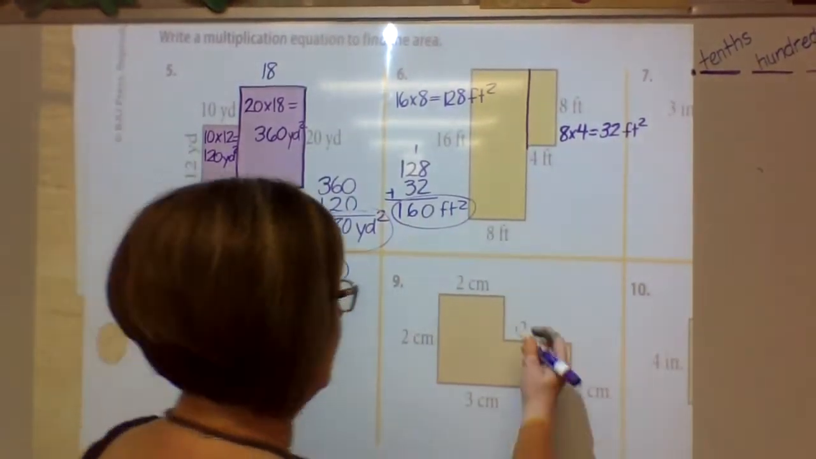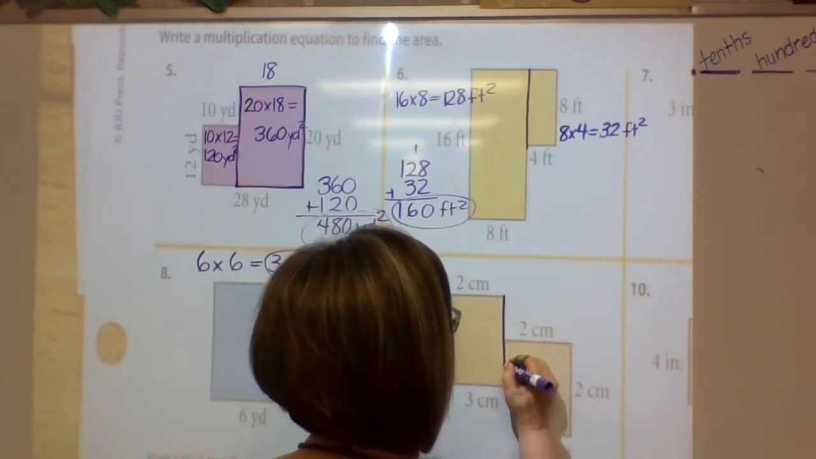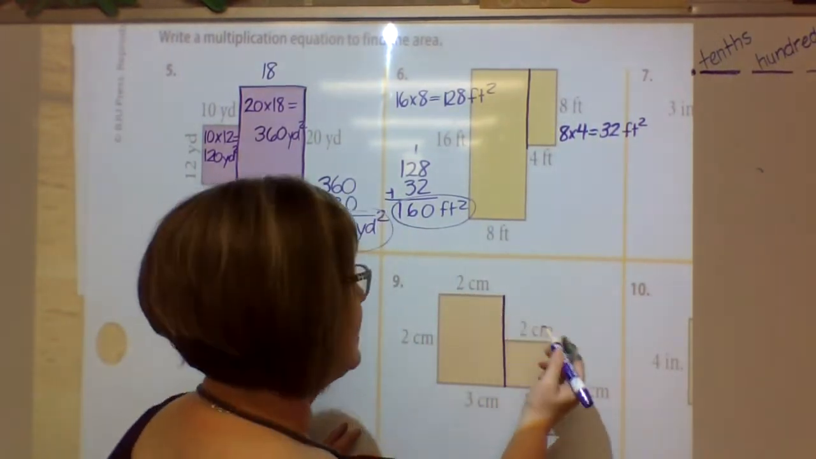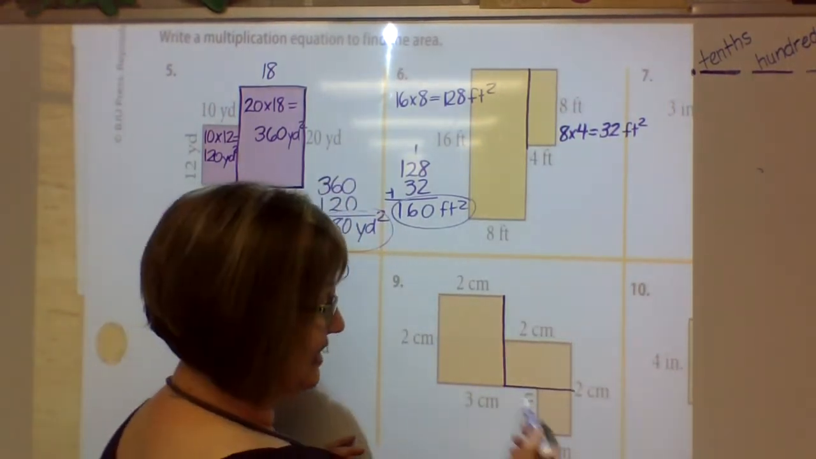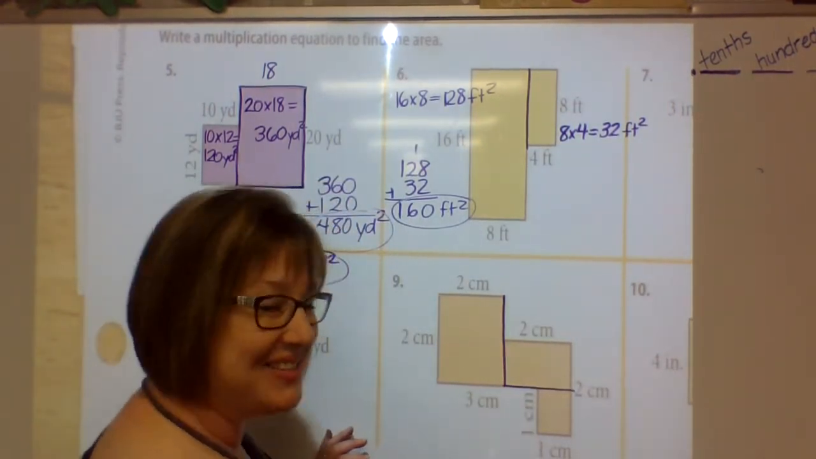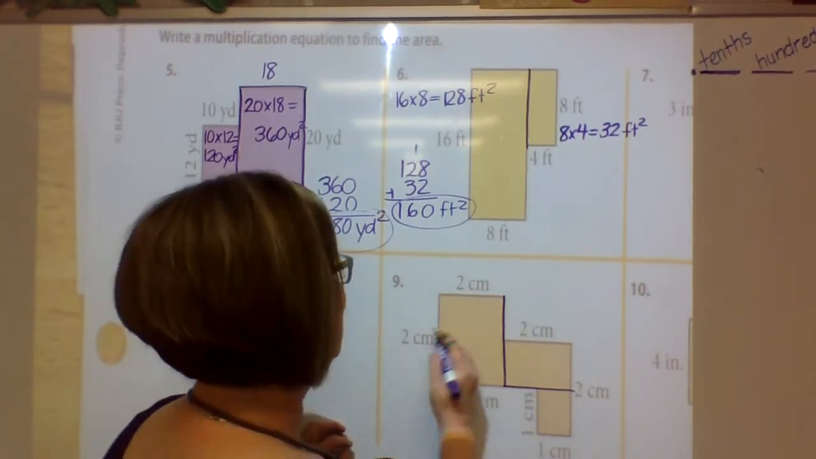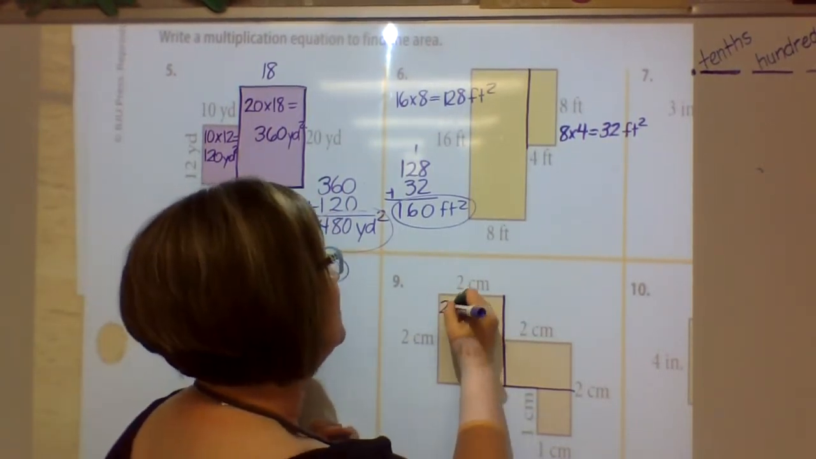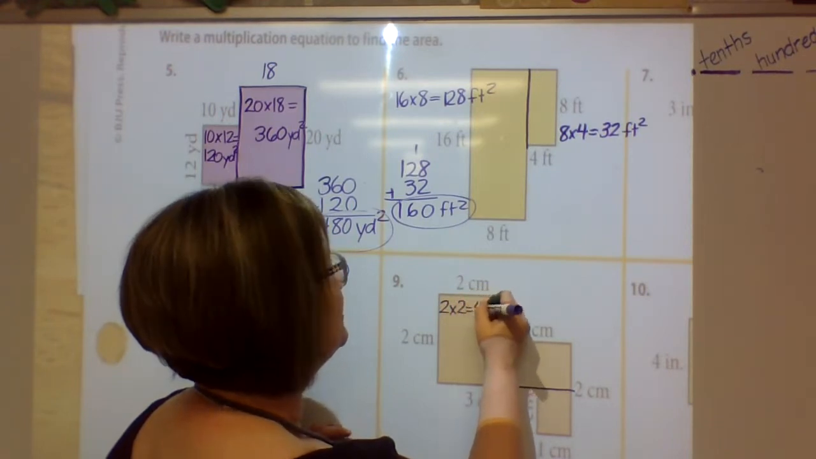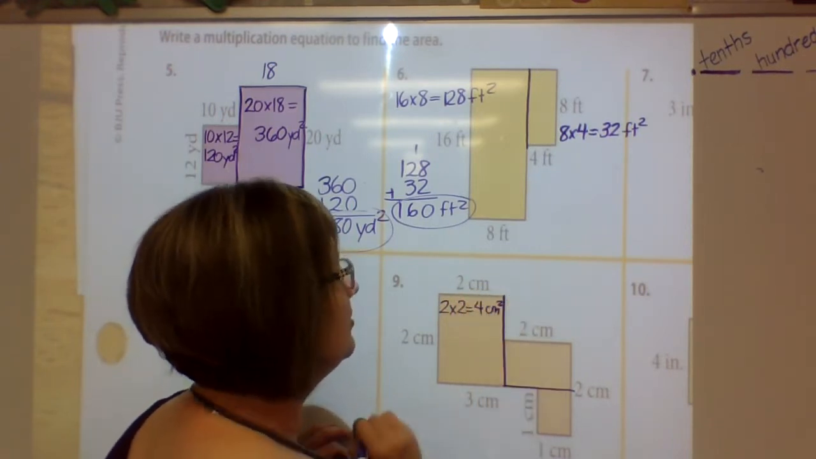Okay, now this one. Oh, look at this. This is a fun one. There's a rectangle there. There's a rectangle there. And a little rectangle. So we have 3 to do this time. I think it's fun. Don't you think it's kind of fun? I do. Hey, and especially when they're easy numbers. This one's 2 times 2. 2 times 2 equals 4 centimeters squared.